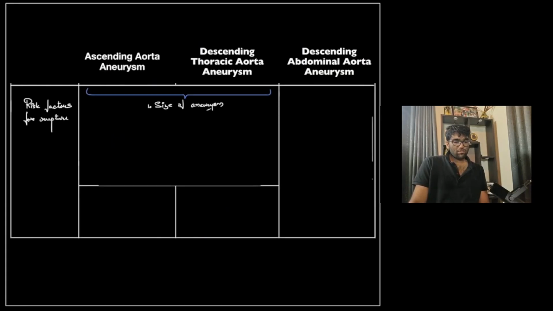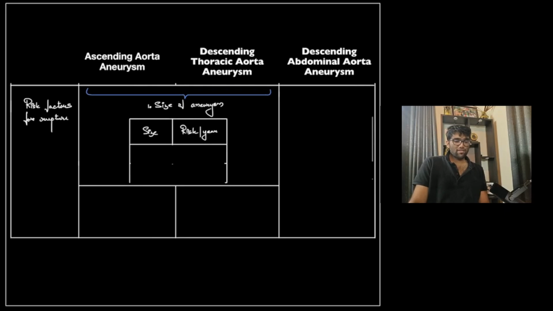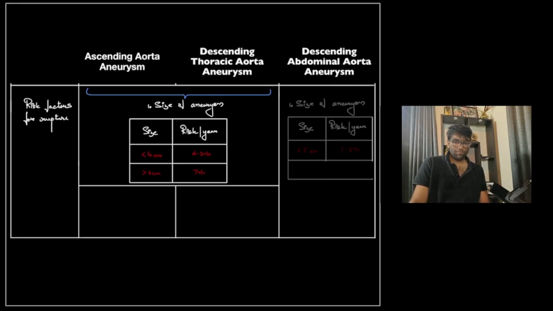Now, when it comes to rupture, the risk factors are directly related to size of vessel because of the Laplace function. The larger the internal diameter, the more surface tension develops and more the risk of rupture in the wall for a given intramural pressure. So because of that, in case of the ascending and descending thoracic aorta, the cutoffs for risk of rupture are less than 4 centimeters, resulting in 2 to 3% risk of rupture, whereas more than 6 centimeters, resulting in a 7% risk of rupture.